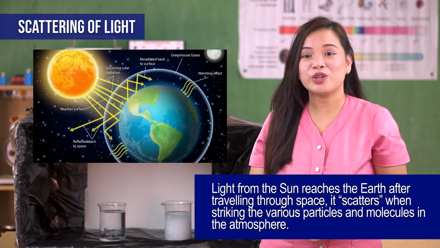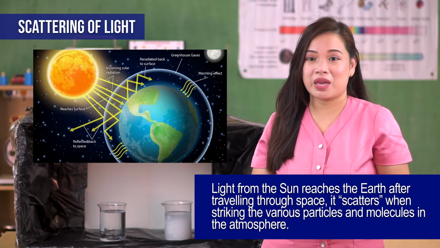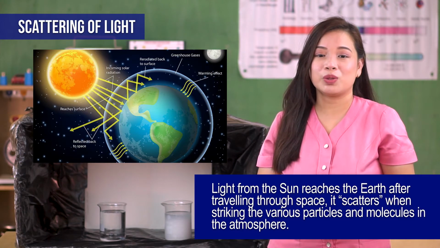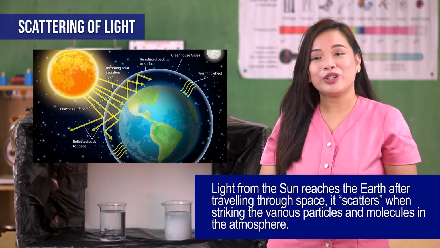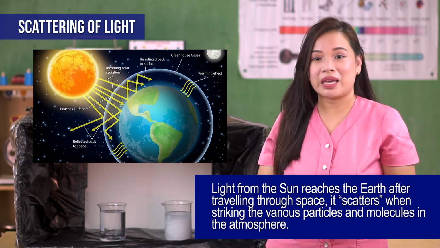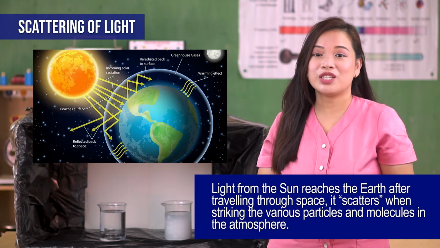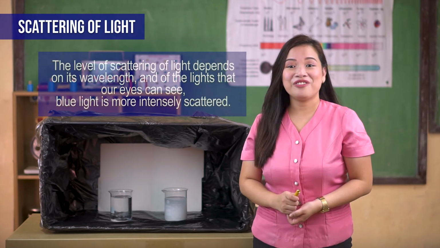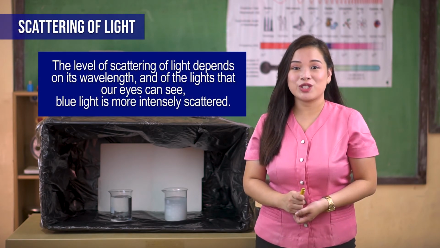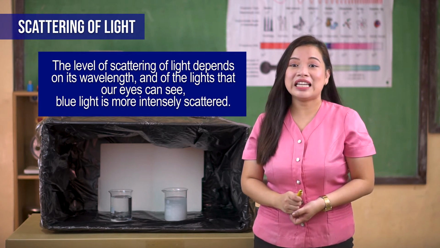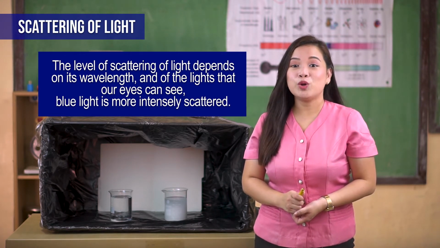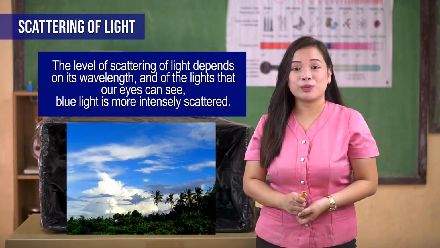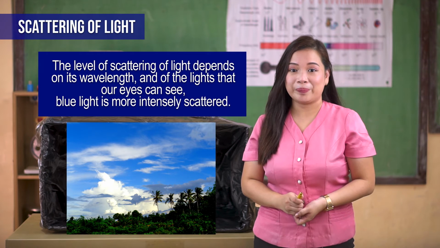Light from the sun reaches the Earth after traveling through space. It scatters when striking the various particles and molecules in the atmosphere. A part of this light returns to outer space, while the remaining light reaches the surface of the Earth after traveling through the atmosphere. The level of scattering of light depends on its wavelength, and of the lights that our eyes can see, blue light is more intensely scattered. This is why the sky appears blue to our eyes during the day.